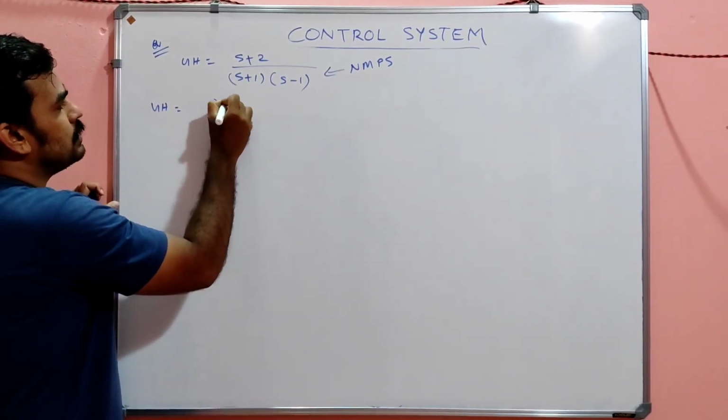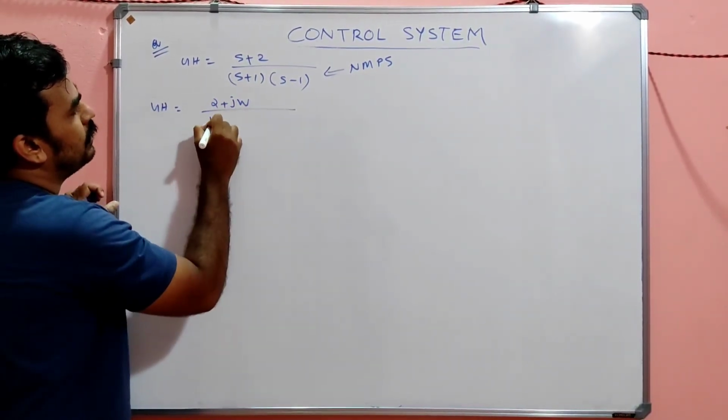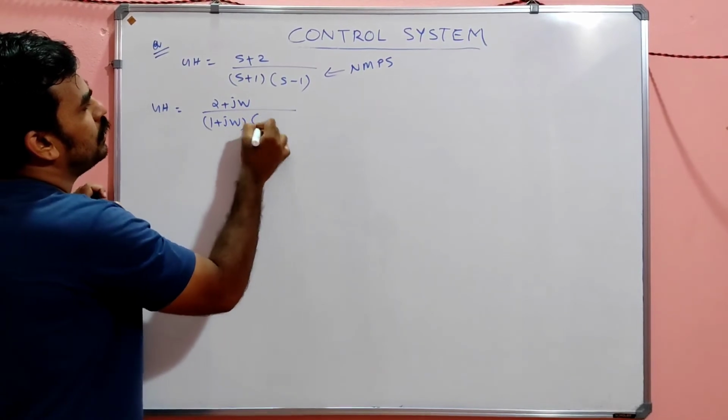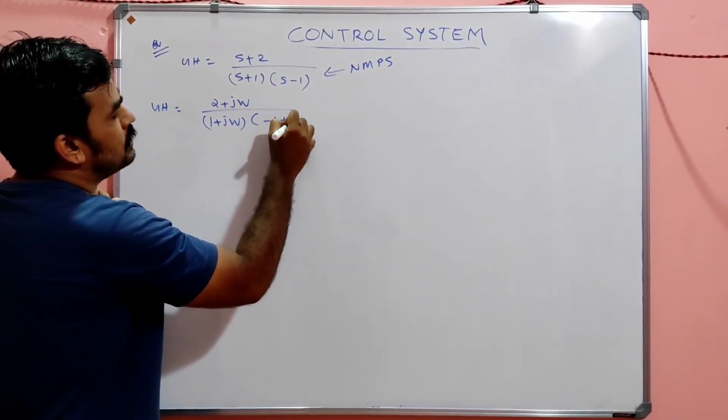So it will be 2 plus j omega, whole divided by 1 plus j omega into minus 1 plus j omega.